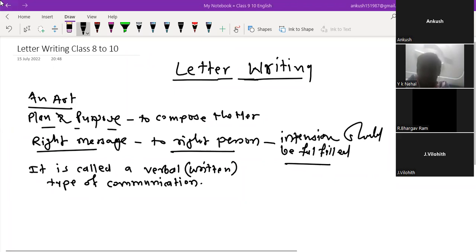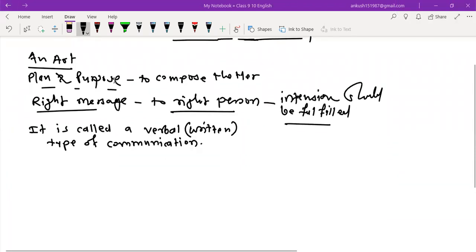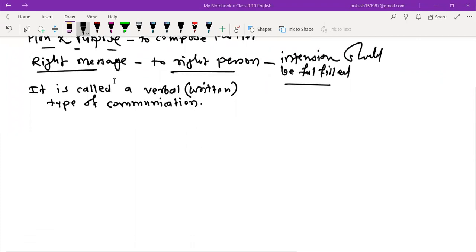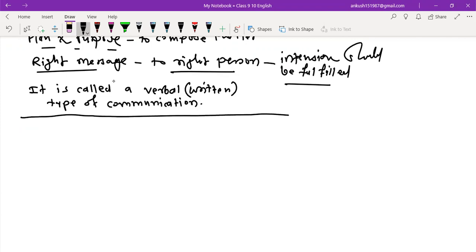You all are students of CBSE, and CBSE students must be very prompt at writing letters at least. The words that you use must be very choosy, and those words must convey the right message to the right person. That is verbal communication in written form.